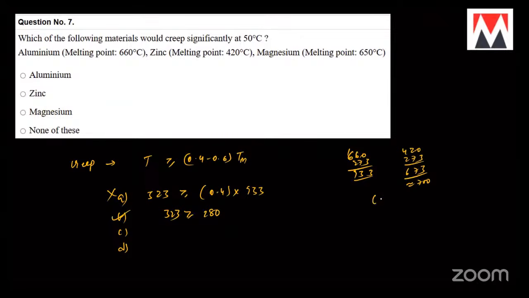Next, magnesium 650. This is again nearly 930. It is not, because 0.4 into 900 itself is 360. So C is definitely not the answer. And D is not the answer either. You can go to option B.